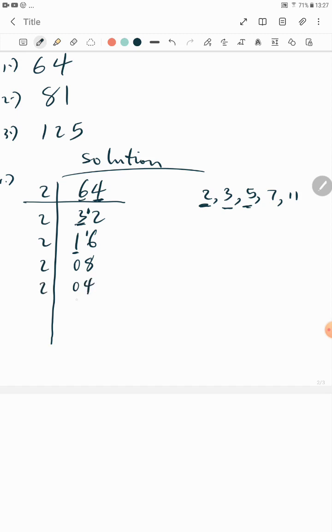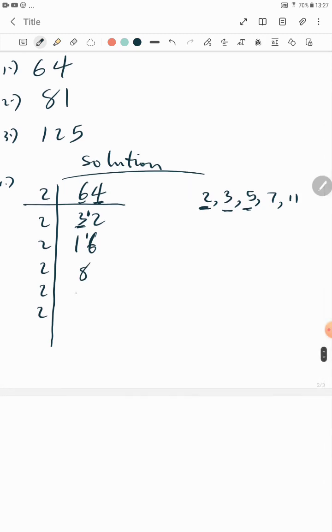2 in 8 is 4. 2 in 4 will give me 2. 2 in 2 will give me 1. So until you have a 1, definitely you shouldn't try it again. Of course, there may not be any need for you to be putting this 0, so let me do that. 2 in 16 is 8, 2 in 8 is 4, 2 in 4 is 2, and then 2 in 2 is 1.